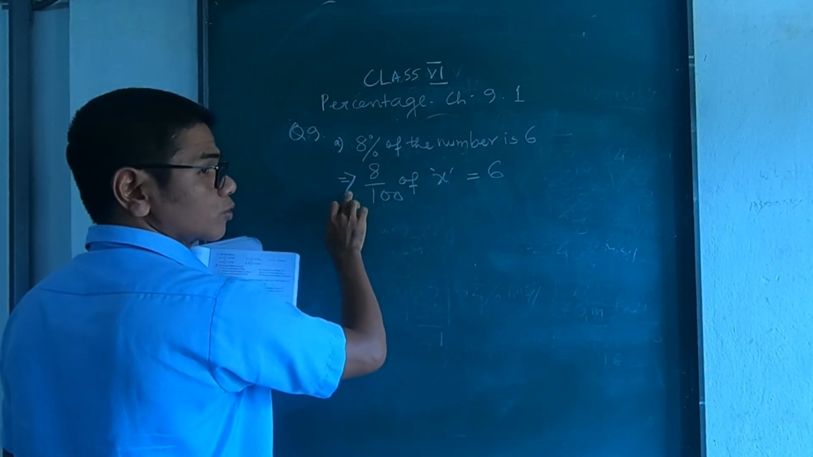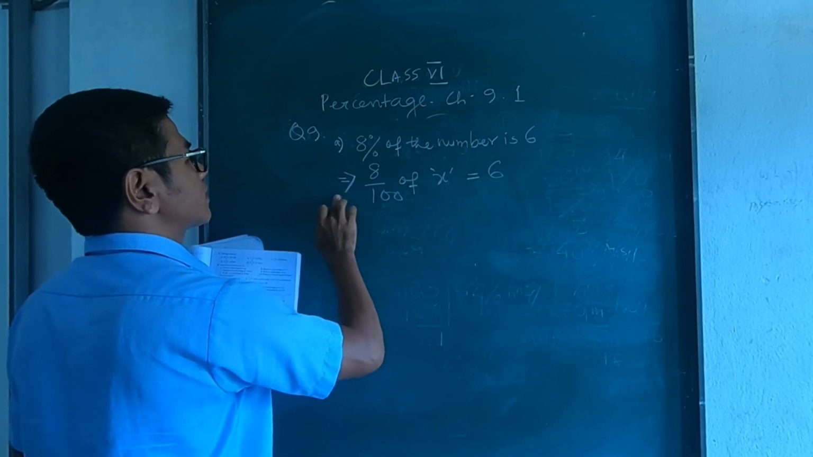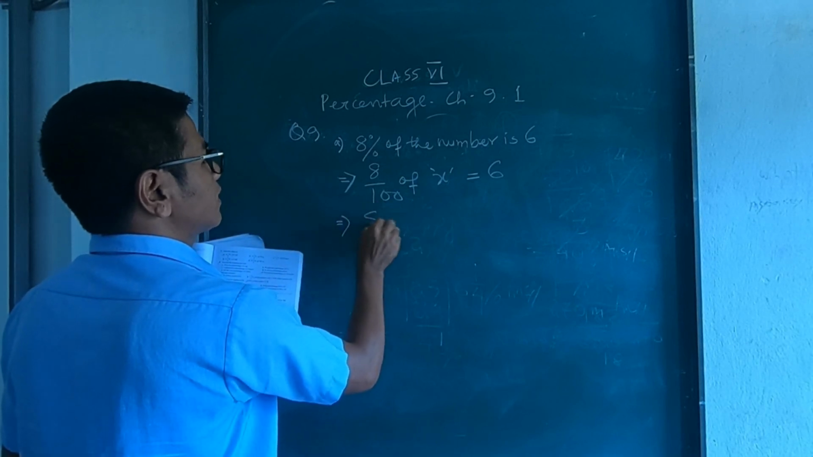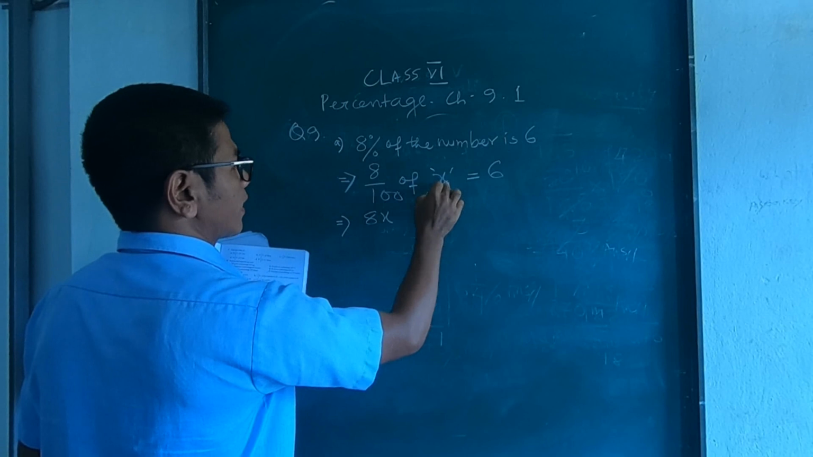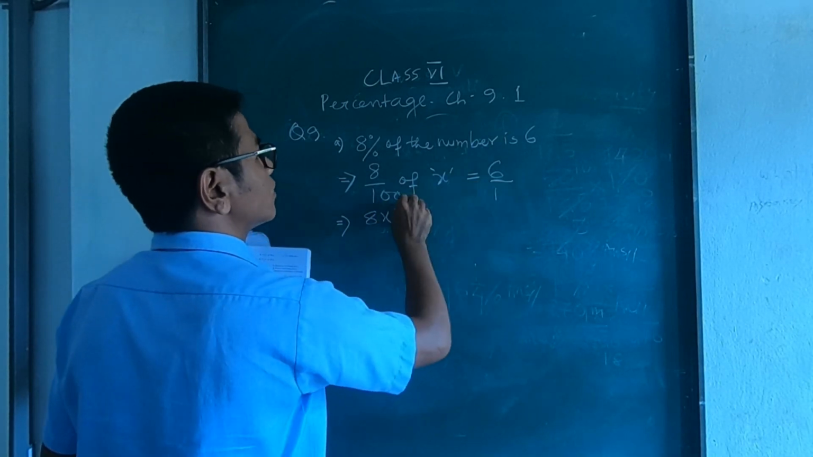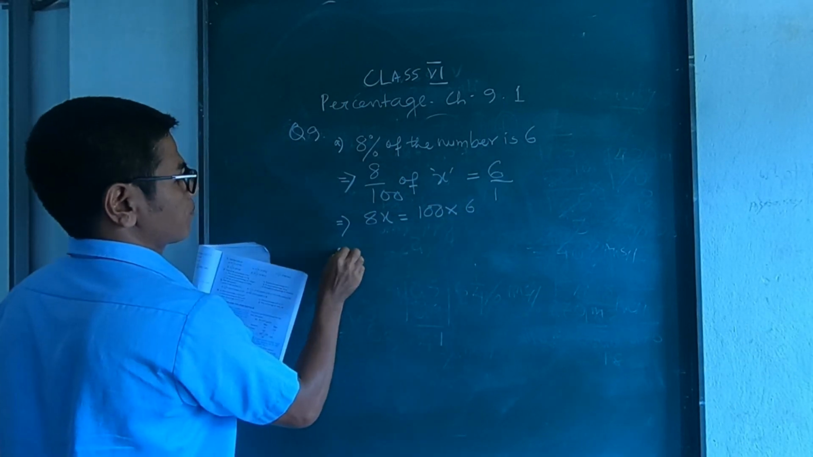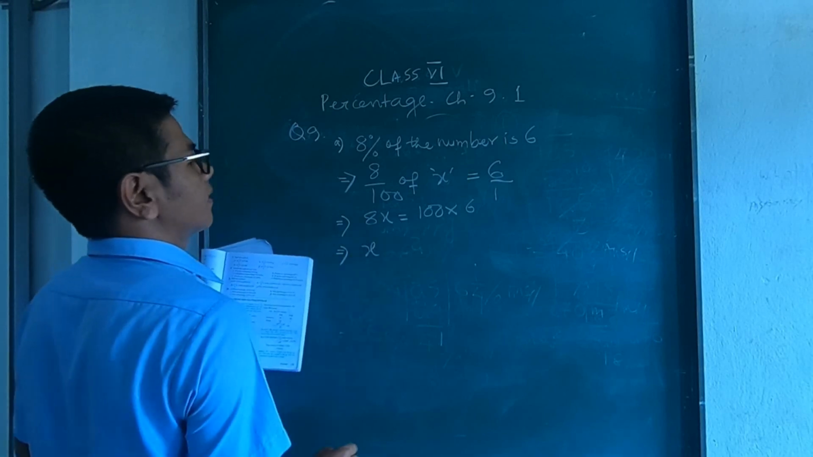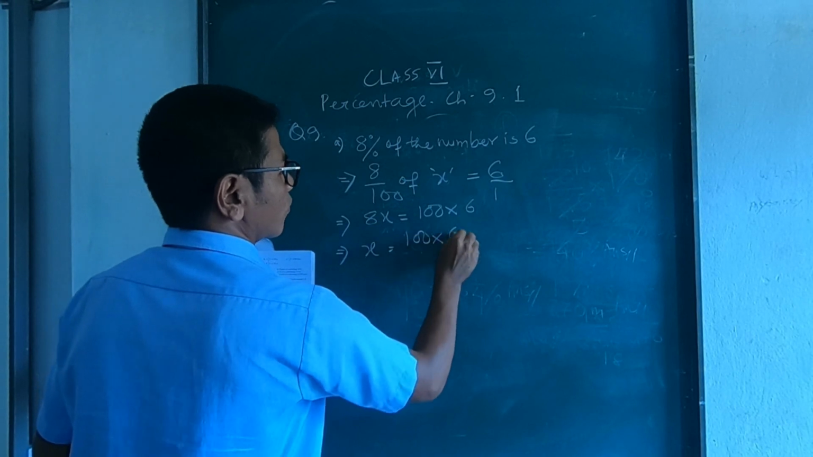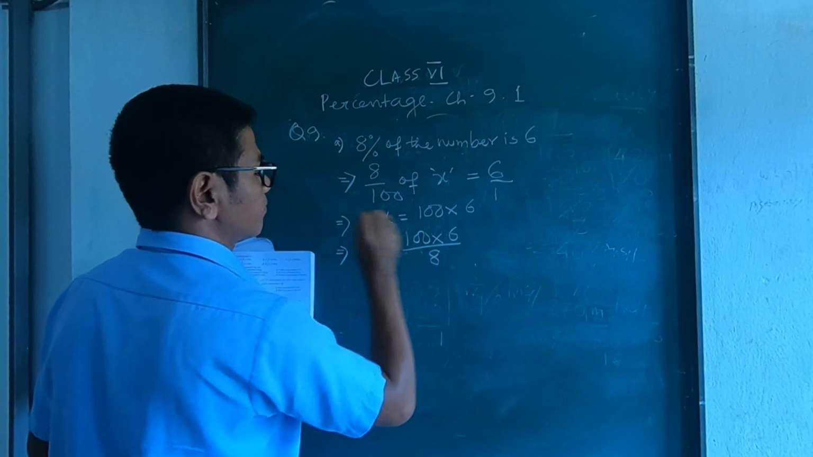Don't make two equal to signs. In math there cannot be two equal to signs. So the first one will be such that. We call it such that. So 8x, 8 into x, you cross multiply 100 into 6. Take it, x. This value will be going on the right side, transposition, it will come down as 8.